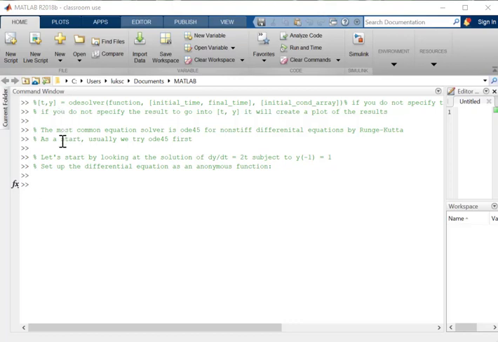Now, the one we're looking at today is the most common and usually our starting point, and that's ODE45. It's for non-stiff differential equations using the Runge-Kutta method. And most of the time you don't know whether your equation is stiff or not.